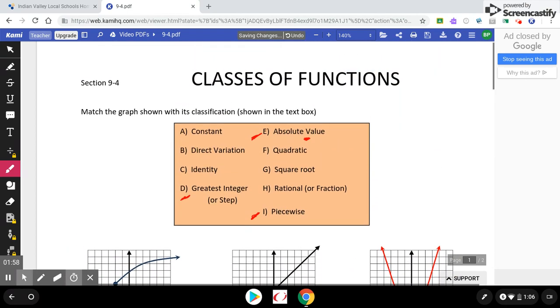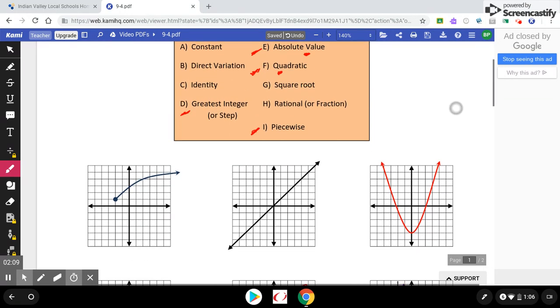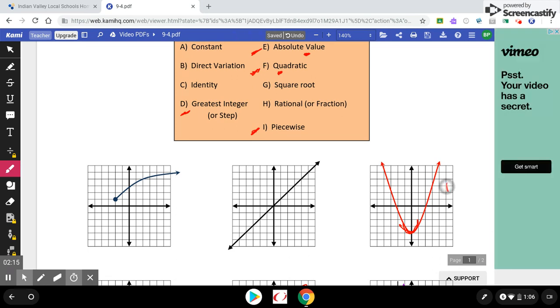Okay, back up to the box we go. Quadratic. Notice the word quadratic has a U in it, and we did those not too long ago. It is a U-shaped graph, and I hope you can tell down here at the bottom, this is supposed to be curved. It's not the best drawing I've ever done, but a curved or U-shaped graph is quadratic. So that guy's F.